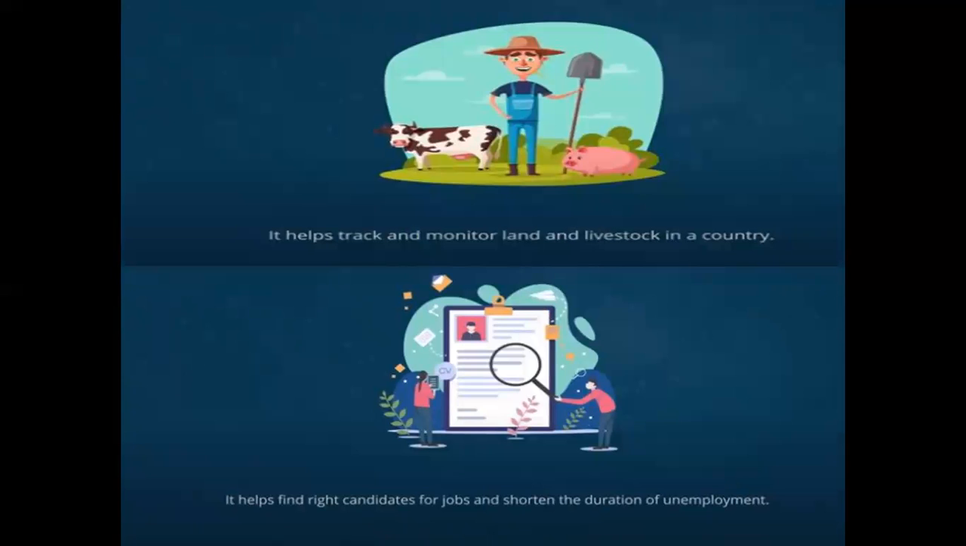These are the things. It will track and monitor land and livestock in a country, and find the right candidates for jobs and shorten the duration of unemployment. These are some of the examples I mentioned: a village poultry farm and jobs related to the right candidate, interviewing the right candidate, and also shortening the duration of unemployment.